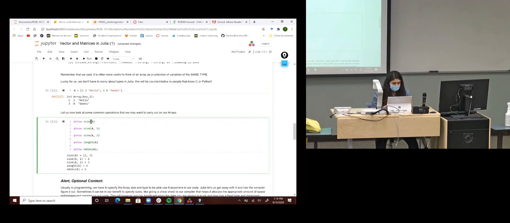We can see the size of A, which is 2, 3. It's a 2 cross 3 array. We can see size of A, 1, which extracts the first dimension of A, which is 2, and size of A, 2, extracting the second dimension of A, that is 3. The length of A will give you all the elements of A, so that's 2 cross 3. There's 6 elements in A, so length of A is 6. The number of dimensions is 2. It's a 2-dimensional array. It just has rows and columns, nothing else.